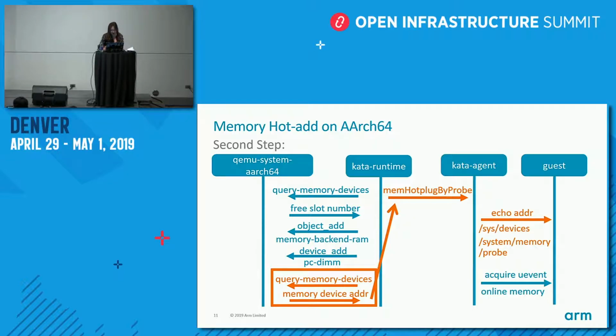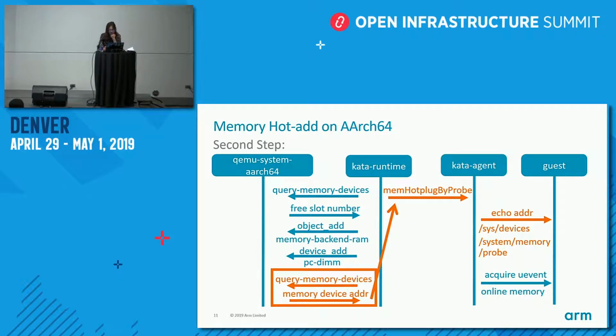The second step is the true memory hot-add procedure. You can see two colors in the flowchart, blue and orange. The blue one belongs to ACPI, and the orange one belongs to the probe interface. All methods start by querying the existing memory status of the memory devices on your VM to acquire the next free slot for memory hot-add.